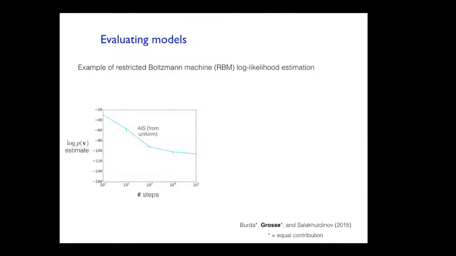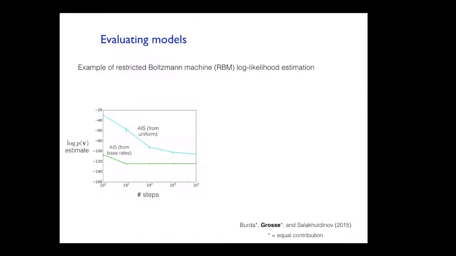And here's an example of trying to evaluate a restricted Boltzmann machine. If we run annealed importance sampling in the usual way, so here we have the number of steps taken on the x-axis on a log scale. And so it appears to be leveling off. Maybe we're not quite sure. But if we run the algorithm using a different parameter setting, then it appears to level off to something different.